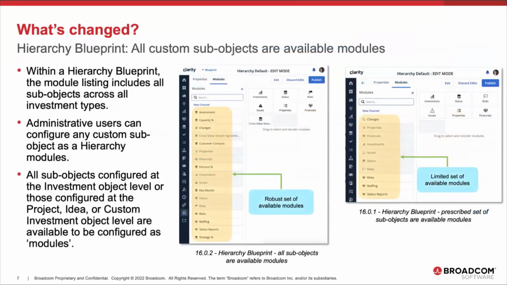Blueprints, with all custom sub-objects being available as configurable modules, just like it sounds. So when you navigate into the hierarchy blueprint and select the modules area, all available custom sub-objects are available to be configured as modules. In the 16.01 release, on the right-hand side, there was a prescribed set of sub-objects that were available, but now in 16.02, you get your properties, risks, issues, changes, financials, but you also get all the custom sub-objects included.